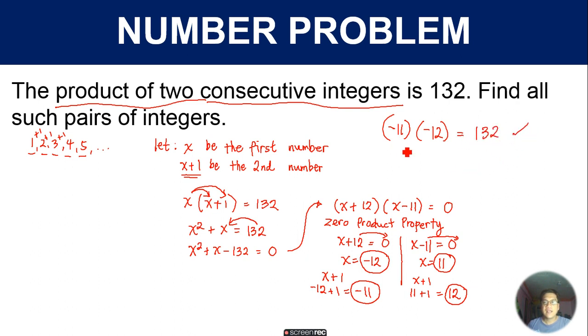So, we are correct. Next, positive 11 times positive 12 is still equal to 132. Meaning to say, we have different values, but they are consecutive and they produce the same product, which is 132. So, find all such pairs of integers, because they are paired: a pair of negatives and a pair of positives, and they are all consecutive. Alright? So, that is our first problem. Let's proceed to the next problem.